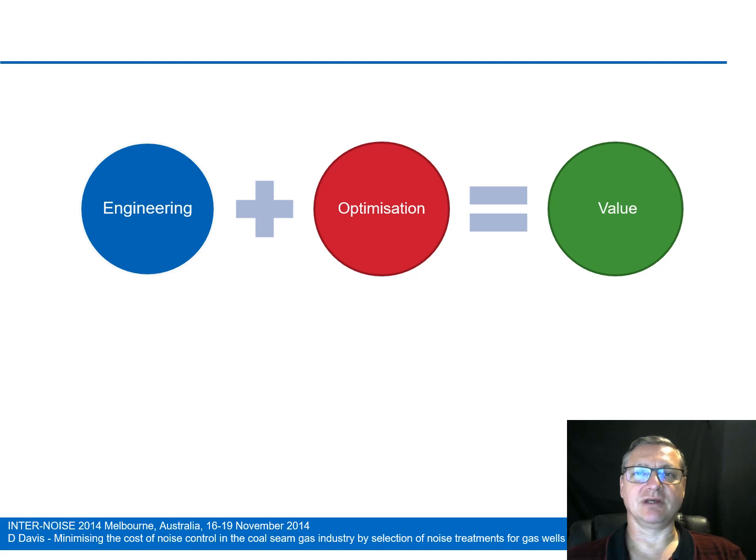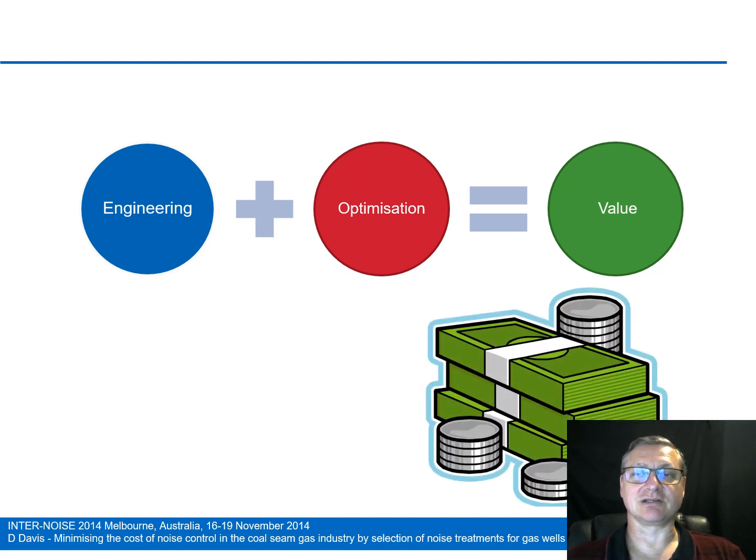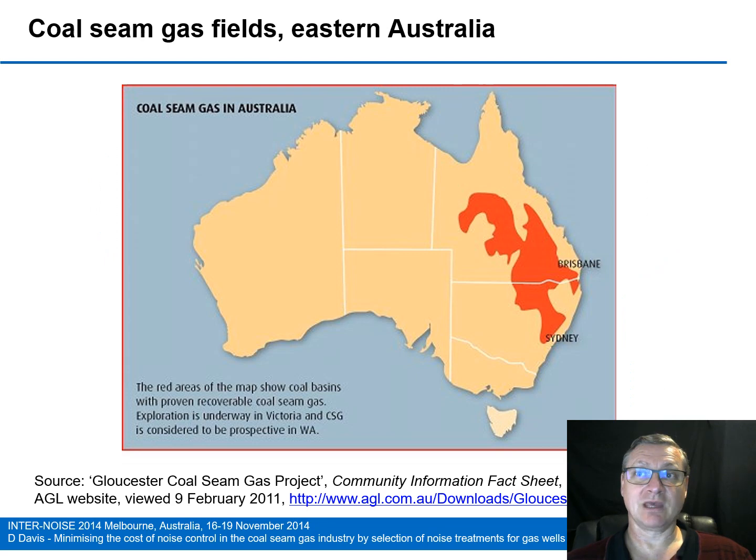Now, I believe that the value of engineering can be enhanced if you also use some optimization techniques. So this is roughly the size of the viable coal seam gas fields in eastern Australia. They extend from Queensland in the north down to New South Wales in the south.